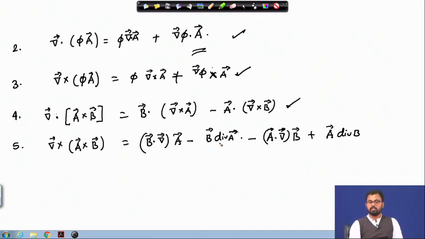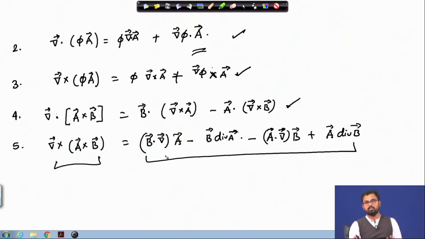Similarly, B times divergence of A. Divergence of A would be a scalar and then you multiply by a vector, so ultimately this is also a vector. A dot nabla is a scalar, but when you charge B, it will become a vector, and divergence of B is a scalar, but multiplying with a vector A is again a vector. So, from the scalar and vector point of view, these two sides are consistent. Now, we have to prove this.